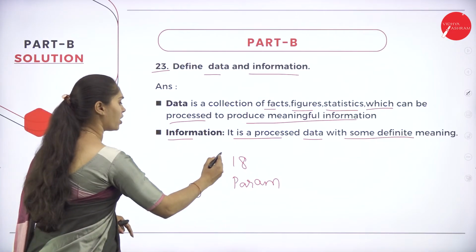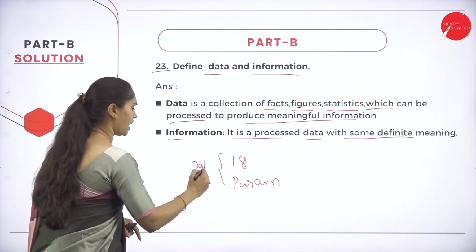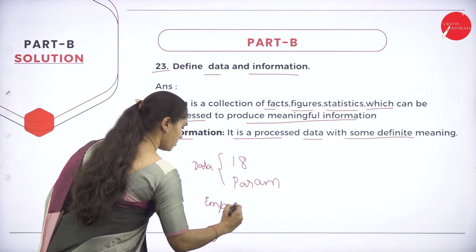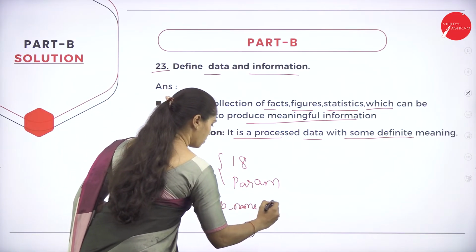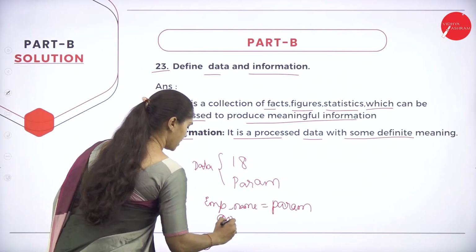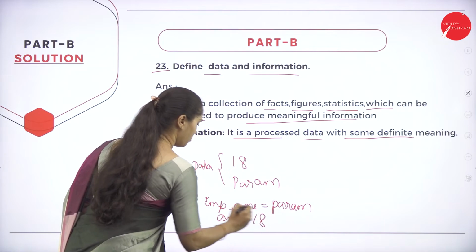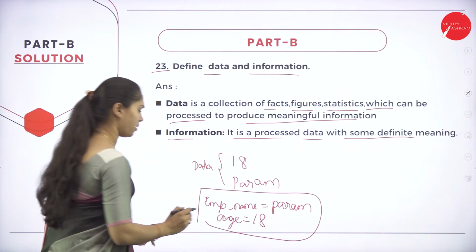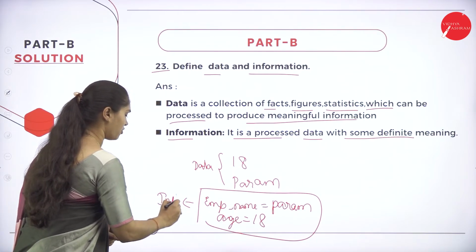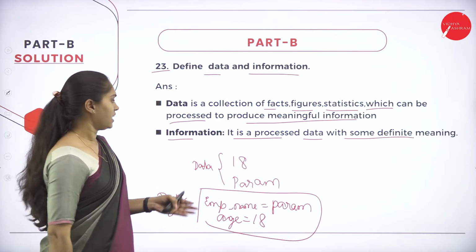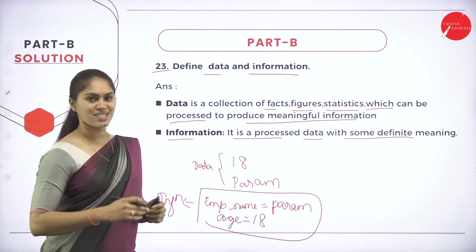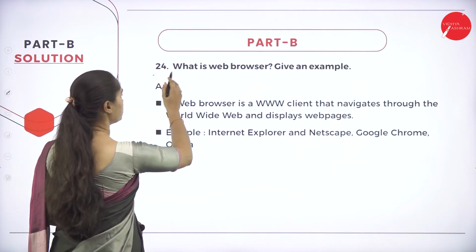But this is what I can consider as data. But if I write employee name is equal to param and age is equal to 18, it has some specific meaning, then I can call this information. This is the difference, or the definition, of data as well as information. We'll see the next question, question number 24.